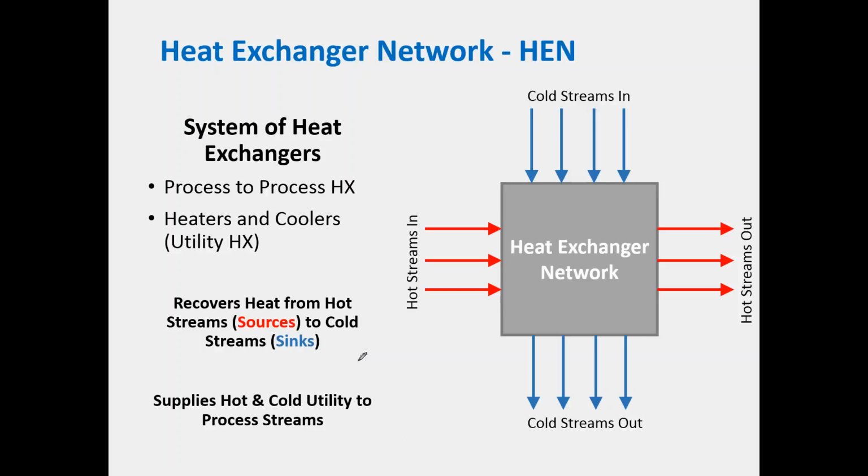And so from a demand point of view, what you're looking at is the heat exchanger network. What does the network of heat exchangers actually look like? As we said before, we have 2 main classes of heat exchangers. We have process-to-process heat exchangers. So these are heat exchangers which have process streams on both the hot and the cold side. So they're cooling one process stream by heating another. And we have our utility heat exchangers, our heaters and our coolers.